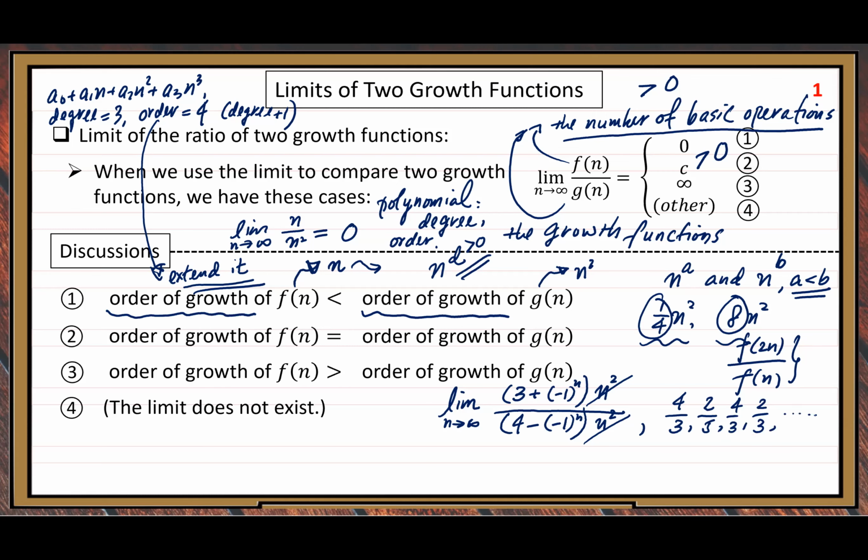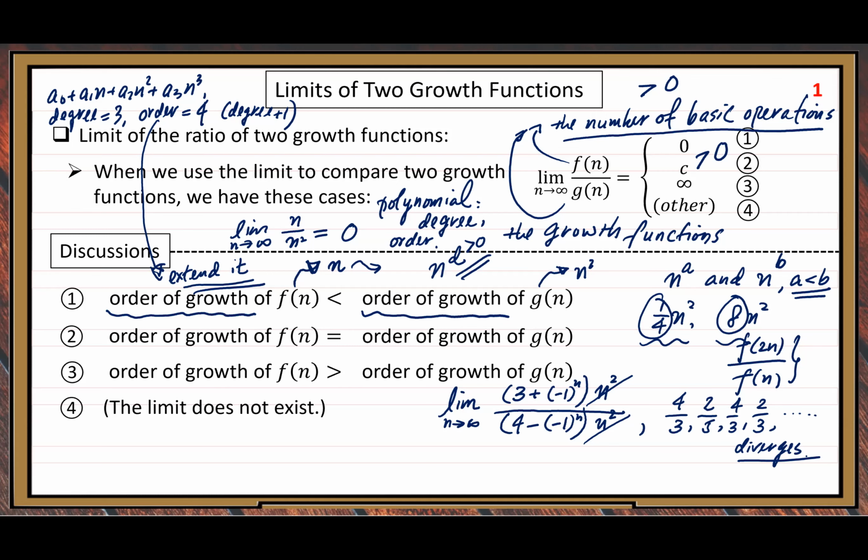That's the pattern. When a sequence takes this special pattern, do you think the limit exists? It does not exist, right? Up and down, it never converges. So we say the sequence diverges, it does not converge. In this way, the limit does not exist.